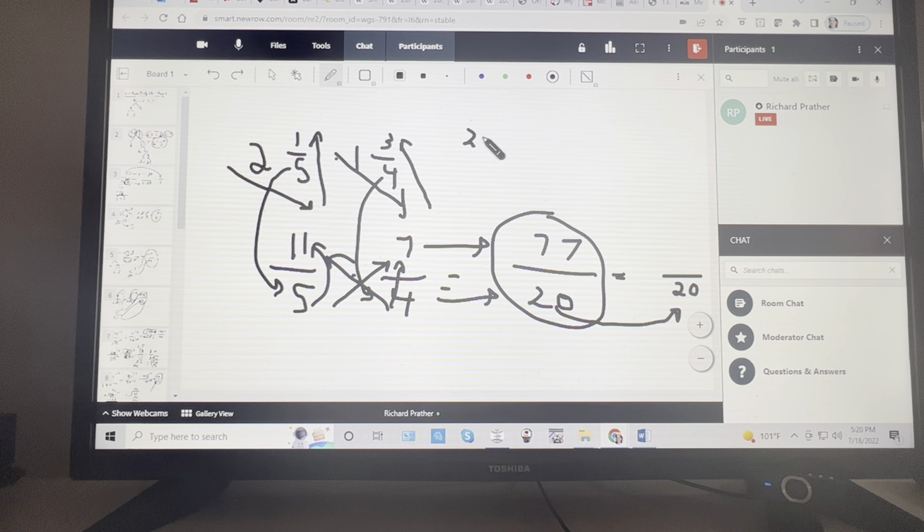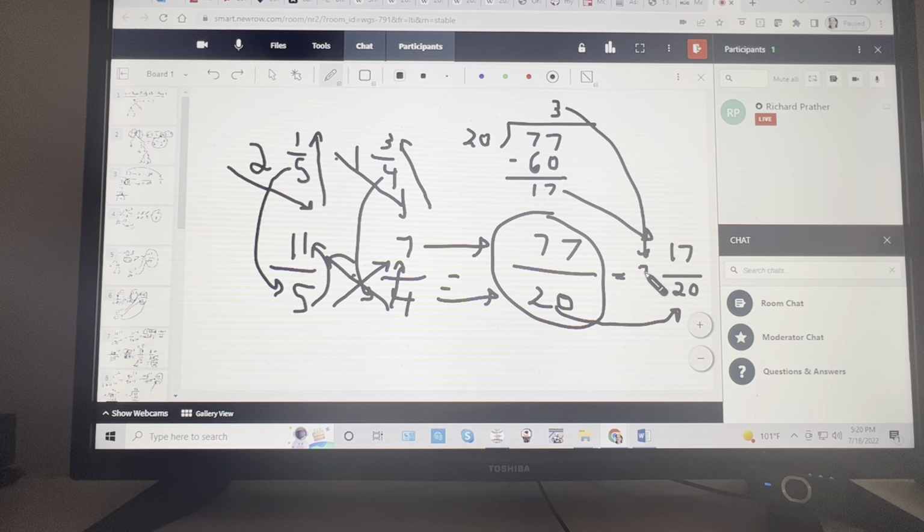So how many times can 20 go into 77? How close can you get to that without going over? 4 would be too much because 4 times 20 is 80. That's going over, so we'd have to do 3. 20 times 3 is 60. The remainder would be 17, which, notice, is less than 20. So the remainder is 17, and the whole number is 3. So 3 and 17 over 20.